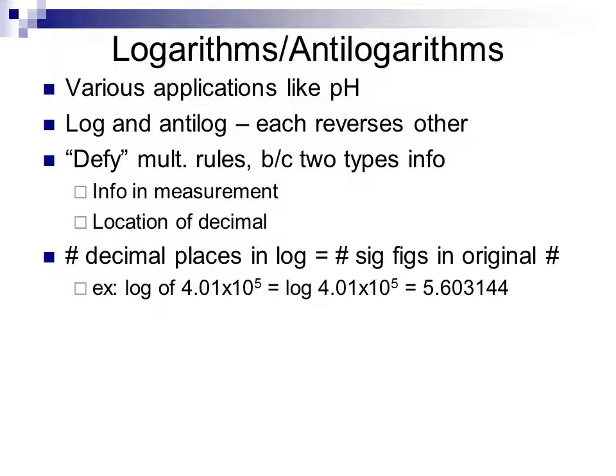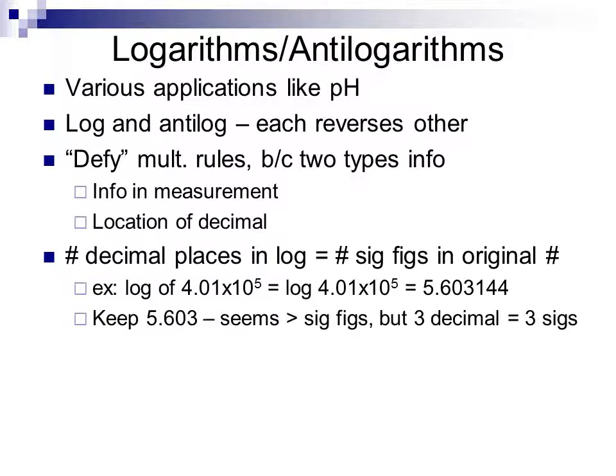If we take, for example, the log of 4.01 times 10 to the 5th, that gives us an answer of 5.603144. We would keep 5.603, which has 3 decimal places and a total of 4 significant figures, or so it seems. But remember that significance is based on the number of decimal places, independent of the values before the decimal place. Having 3 decimal places indicates 3 significant figures in the original number.